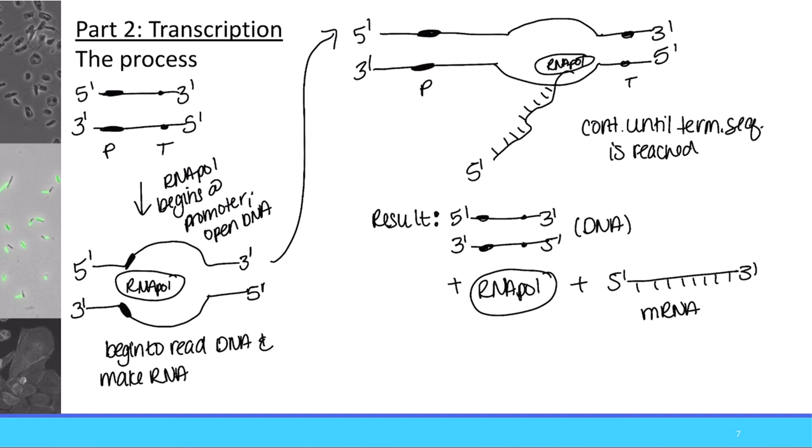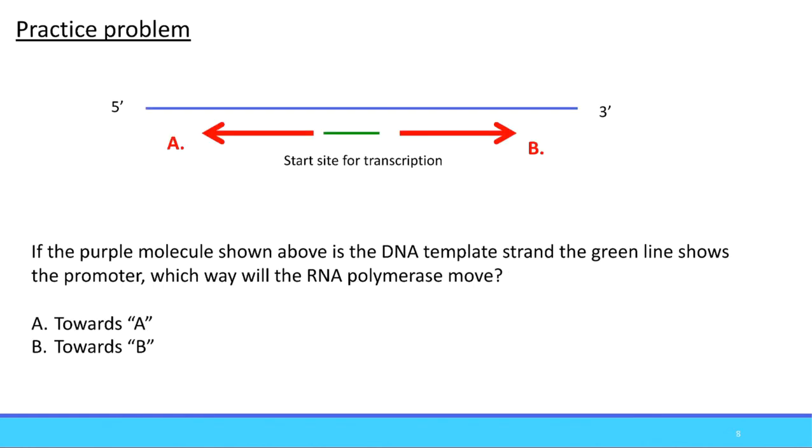All right, so we've drawn our mRNA as 5' to 3'. And the reason that we've done that is, if you recall, all nucleic acids are synthesized in the 5' to 3' fashion. And anytime we think about synthesis, we also have to think about what is the template that is used. So what we're going to do is we're going to do a practice problem.